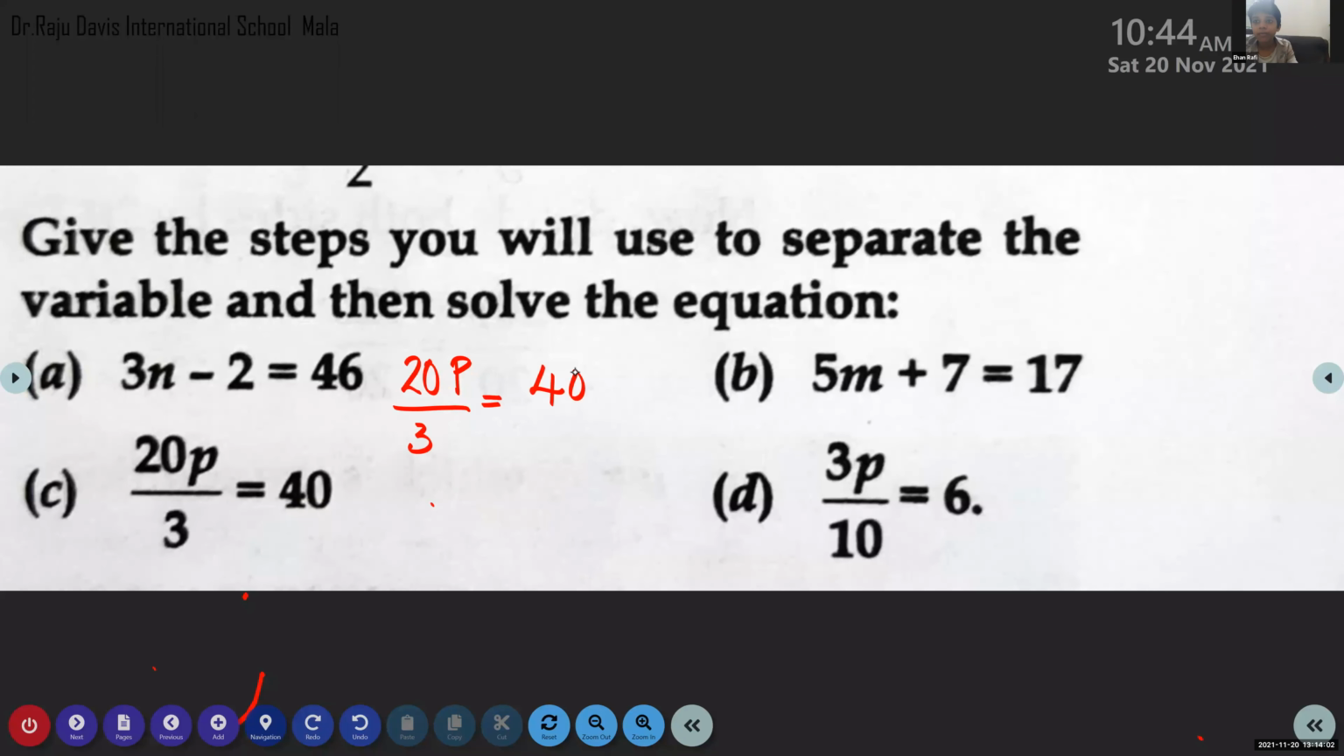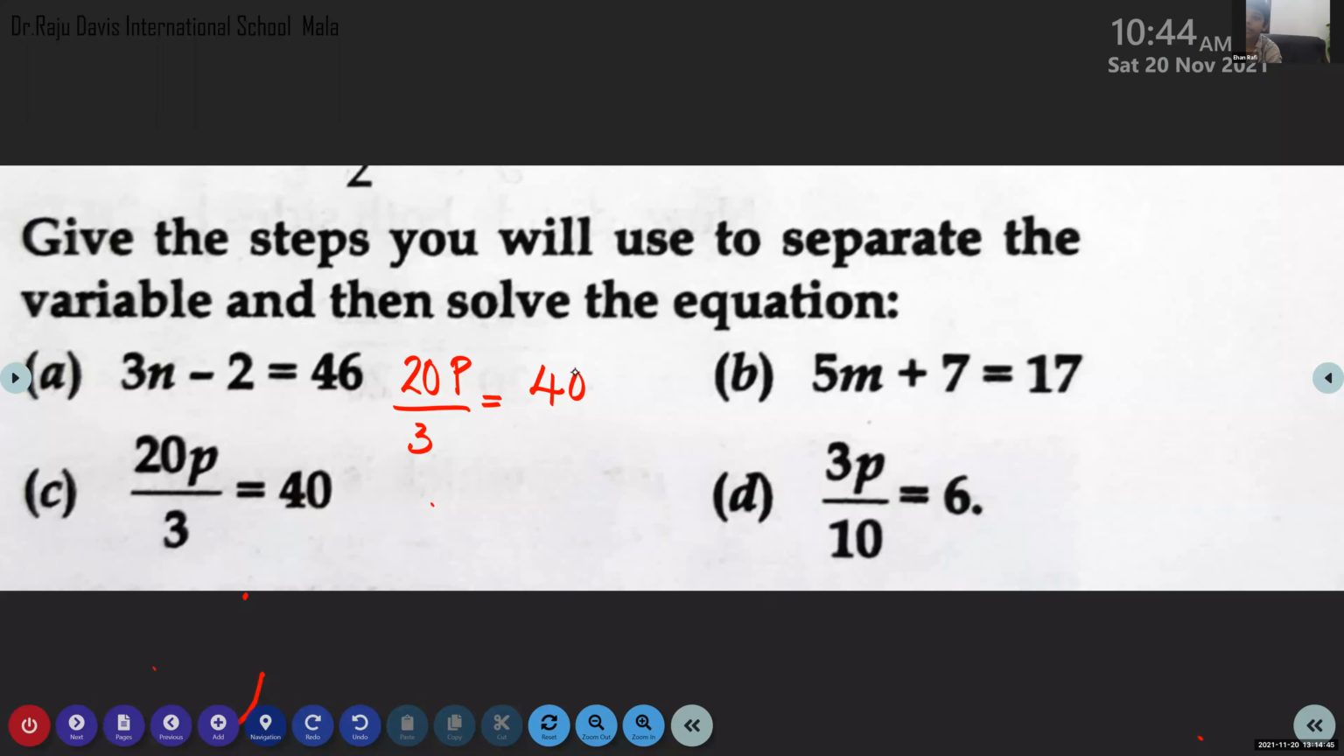Okay, Rehan, I told you when you have to find the value of p, we have to make the variable stand alone, isn't it? So we have to transpose whatever number is there on the left side to the right side. And what are the rules of transposing? When you transpose a number to the right side, if it is added, it will become subtracted. If it is subtracted, it will become added, in the case of addition and subtraction.